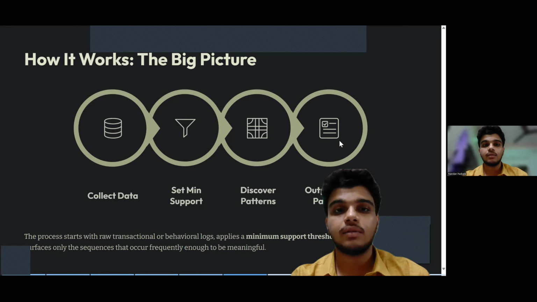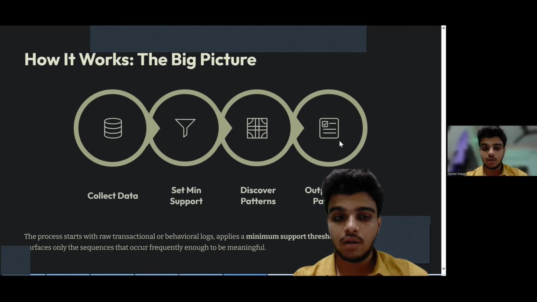So here is the whole diagram of how it works. The process starts with the raw transaction or behavioral logs, then applies a minimum support threshold or filter that surfaces only the sequences that occur frequently enough to be meaningful.